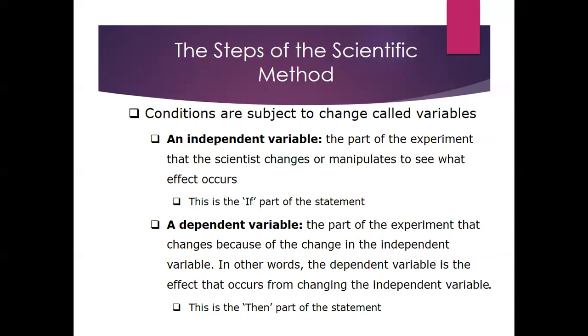Okay, so continuing on the same topic of the scientific method, we're going to briefly touch on independent and dependent variables. An independent variable is part of the experiment that the scientist changes or manipulates to see what effects occur. Notice this is applied to the if part of the statement. So it's independent. In other words, nothing will affect it, but it can affect something else.